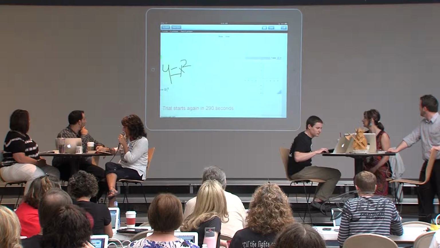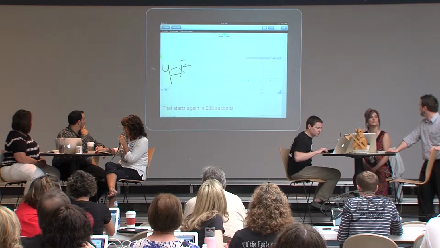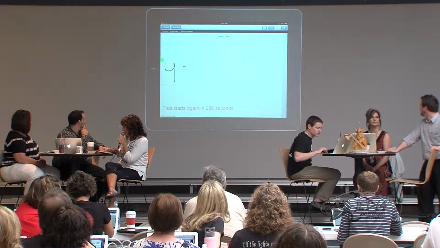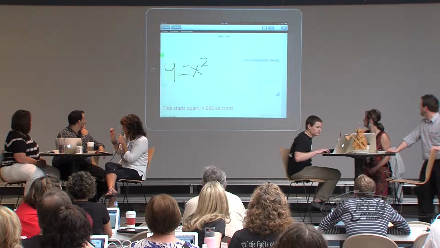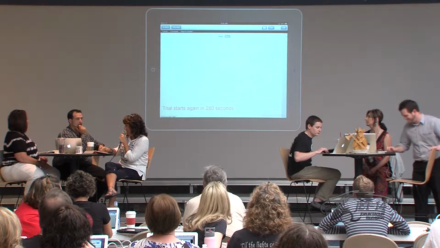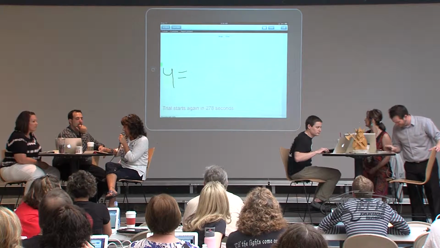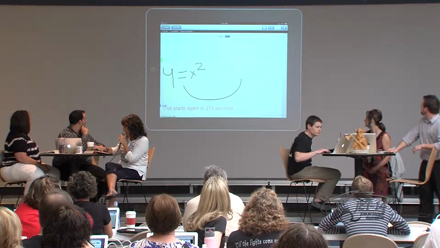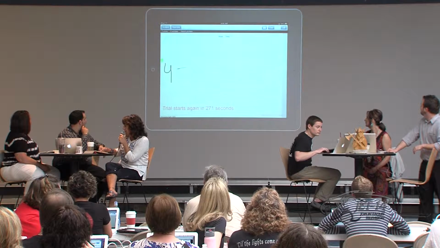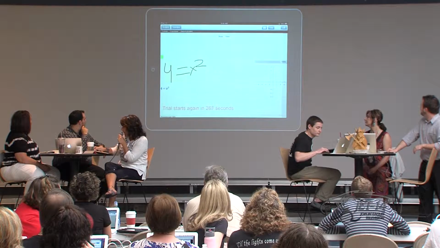Except you can't read my writing. Clear. Y equals x squared. Make sure my x is clear. Did I get it this time? No. I needed to practice a little more. There we go. It really does work easily, I promise. No, it's still not doing it.